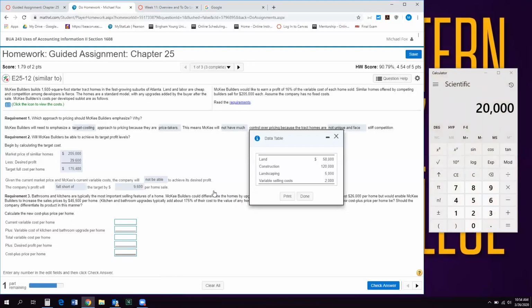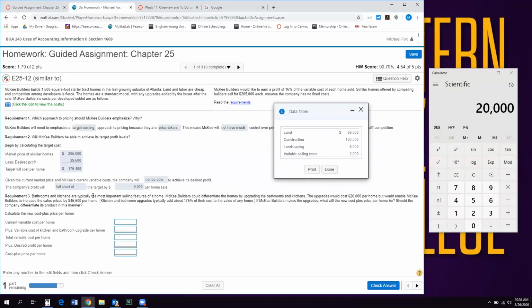All right. So they have an idea. It says, bathrooms and kitchens are typically the most important selling feature of a home. McKee Builders could differentiate the homes by upgrading bathrooms and kitchens. The upgrades would cost $26,000 per home, but would enable McKee Builders to increase the sales price by $45,500 per home. Kitchen and bathroom upgrades typically add about $175 of their cost to the value of the home. If McKee Builders makes the upgrades, what will the new cost plus price be?